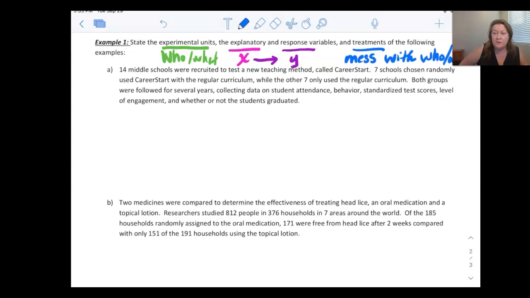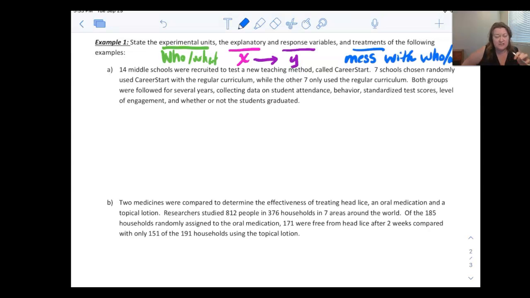All right, so when I read through, I want to be very careful that I can pick out who it is that they're actually testing and recording results from. Okay, so let's read. We've got 14 middle schools recruited to test a new teaching method called Career Start. 7 schools chosen randomly used Career Start with a regular curriculum, while the other 7 used the regular curriculum without it. Both groups were followed for several years, collecting data on student attendance, behavior, standardized test scores, level of engagement, and whether or not the students graduated.